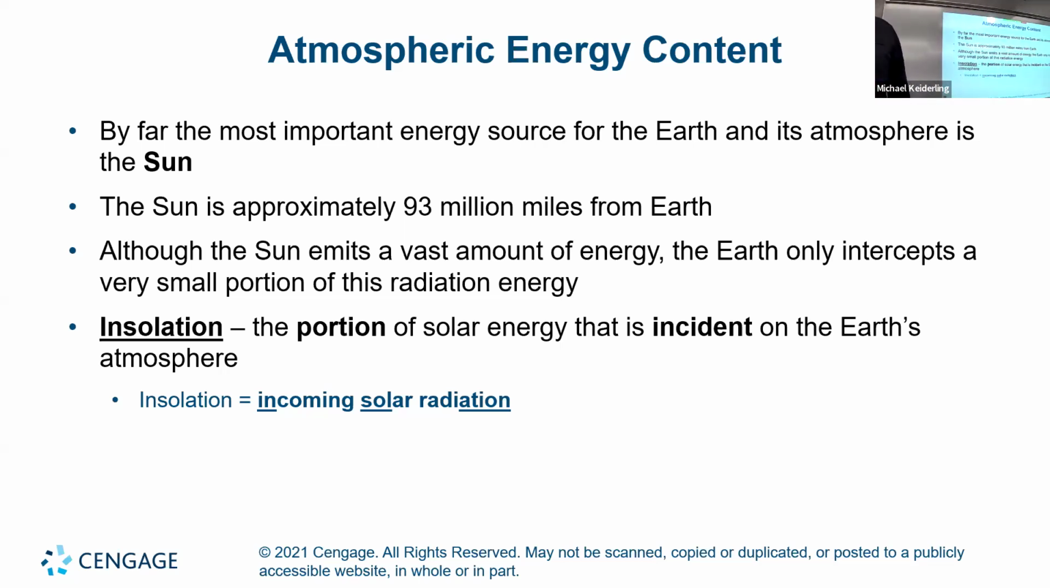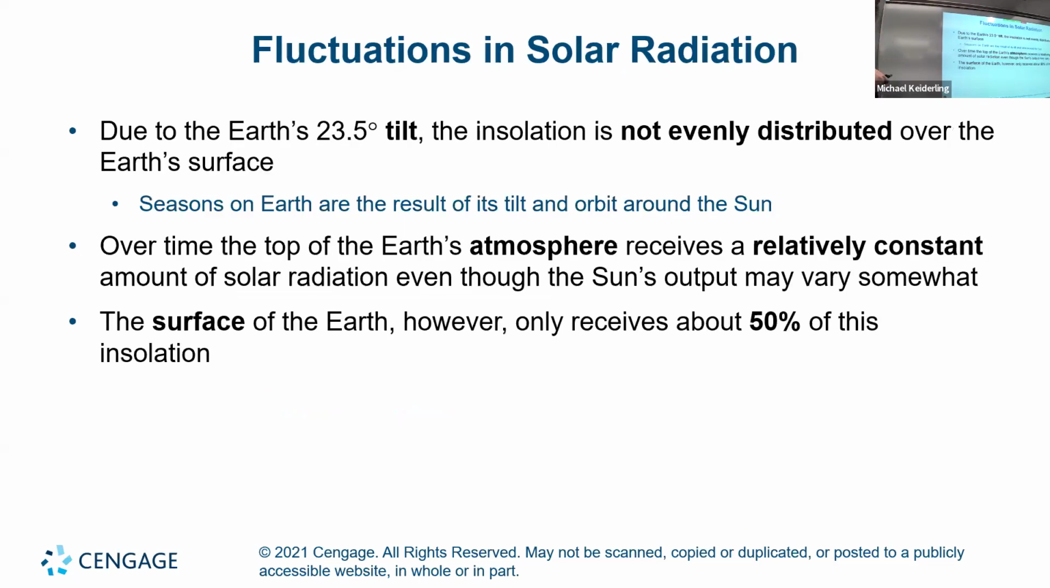Yes, it's a really confusing name, but that is what it is called. So insolation is the energy coming from the sun. And due to the tilt of the Earth, the insolation from the sun is not evenly distributed over the Earth's surface. Because of the tilt, we get seasons.